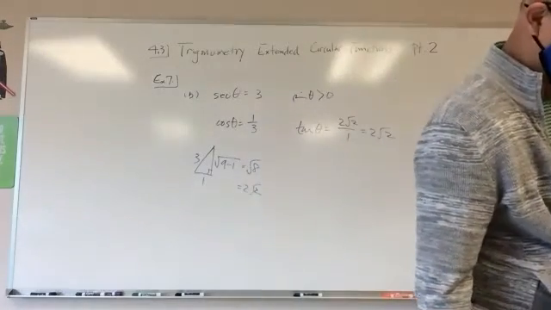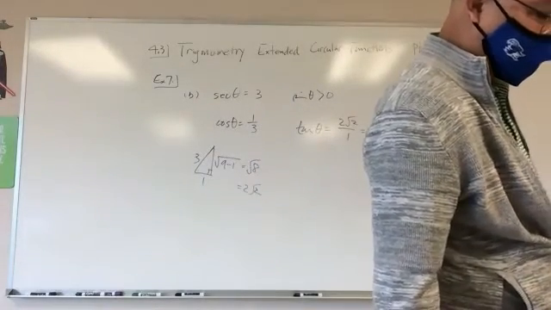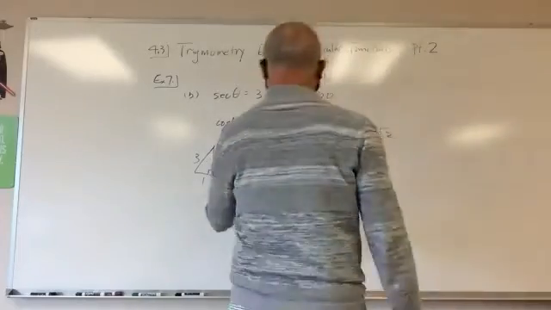So, okay, then we have cotangent is undefined and secant theta is negative.